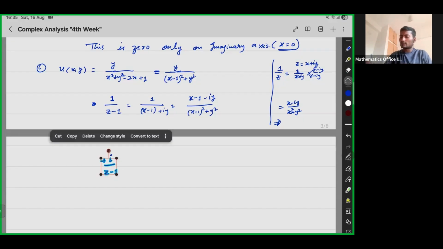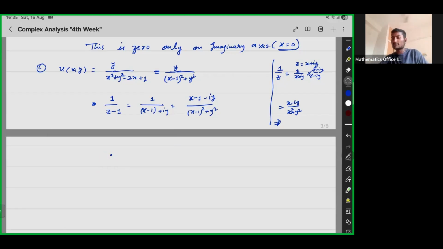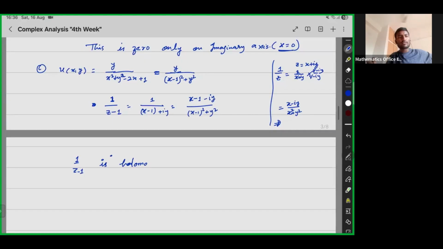We are clear now. What is our function? That is the imaginary part of this harmonic function. So 1 by z minus 1, this is holomorphic on, what is it? It's the domain of holomorphism. Where it is holomorphic, do you know?